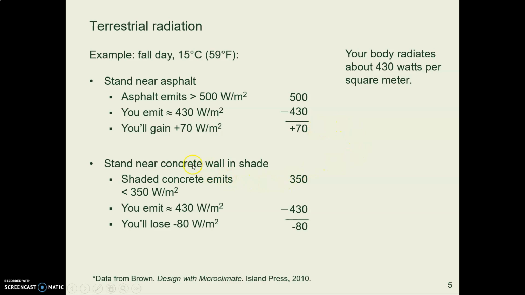Now you walk over to a concrete wall, and you remember putting your hand on concrete sometime in your life. It felt cool. So here you are, you're next to the wall, and it's in the shade, and that wall is still emitting terrestrial radiation. It's about 350 watts per square meter. But you emit 430 watts per square meter. You're emitting more than you're taking in, so you're losing radiation. You feel cooler.